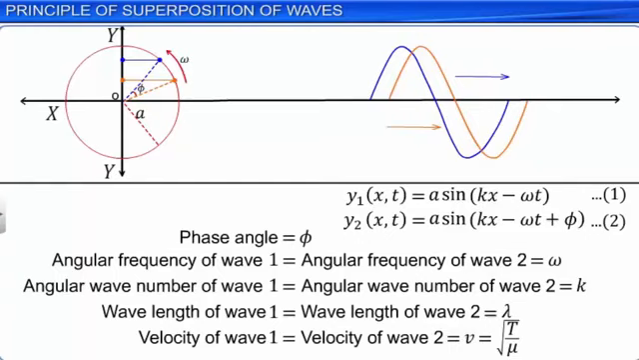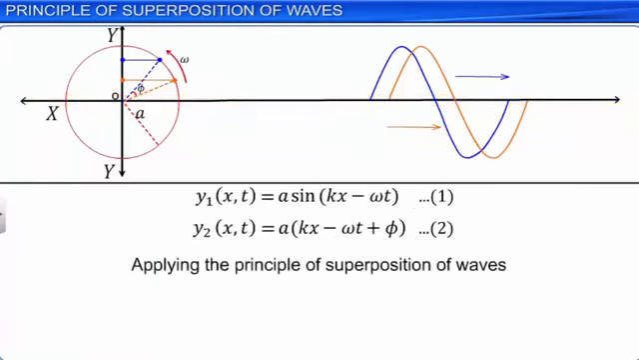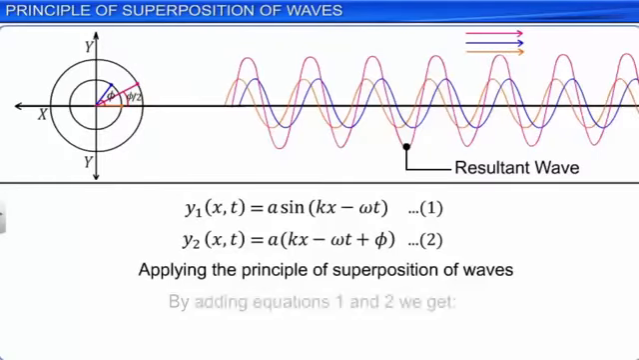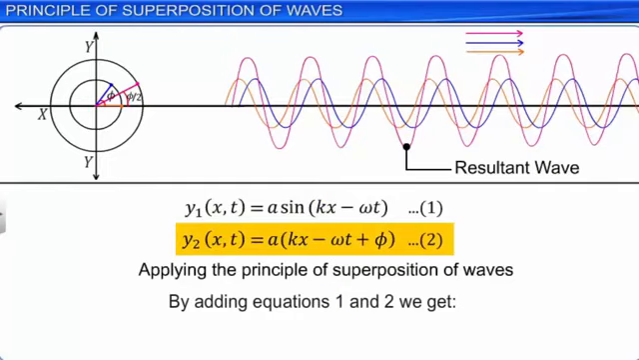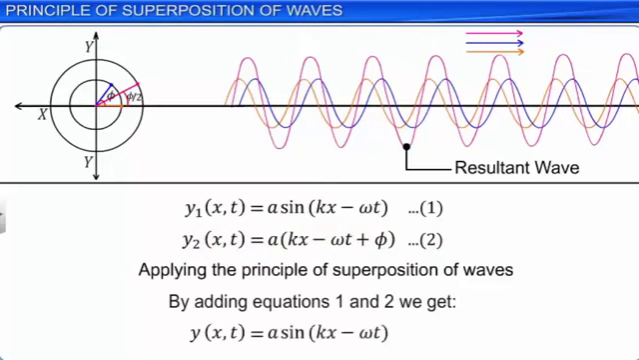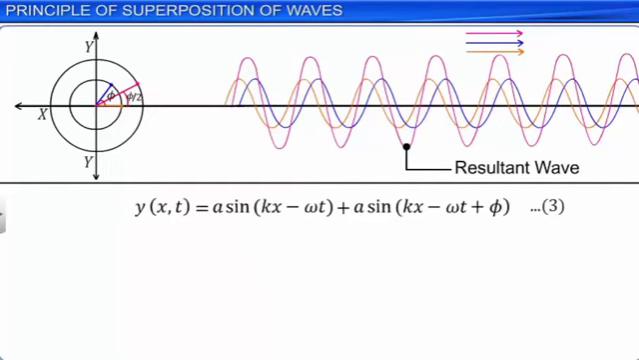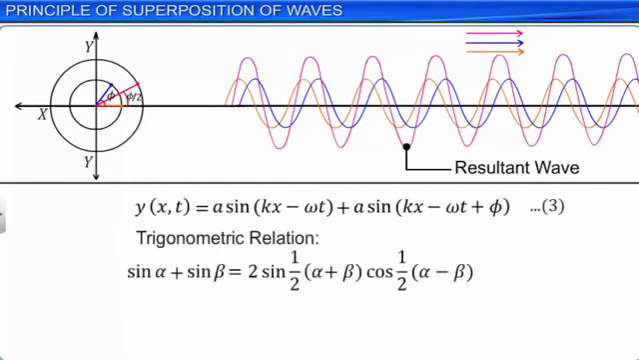Now we can apply the principle of superposition of waves to arrive at the expression for the resultant waveform. By adding equations 1 and 2, we get y(x,t) = a sin(kx - omega t) + a sin(kx - omega t + phi). Let this be equation 3. Let us consider the trigonometric relation, which is similar to equation 3. Let this be relation 4. Applying relation 4 to equation 3, we get y(x,t) = 2a cos(phi/2) sin(kx - omega t + phi/2). Let this be equation 5.